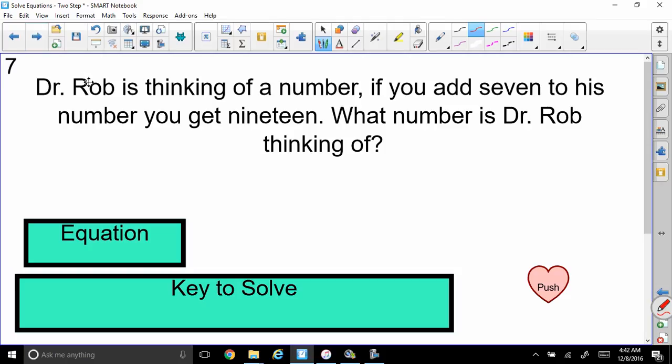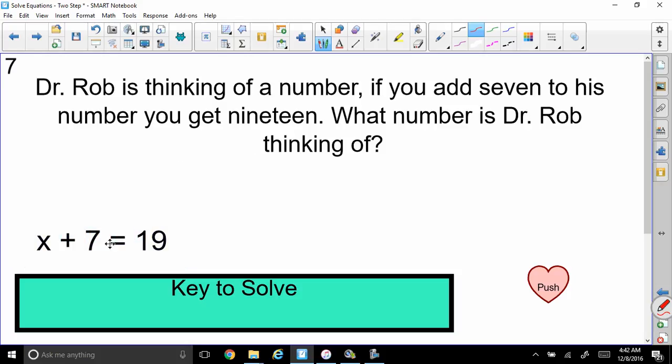So let's move on a little further. Dr. Rob is thinking of a number. If you add 7 to his number, you're going to get 19. What number is Dr. Rob thinking of? Well, let me show you what it really looks like in algebra.